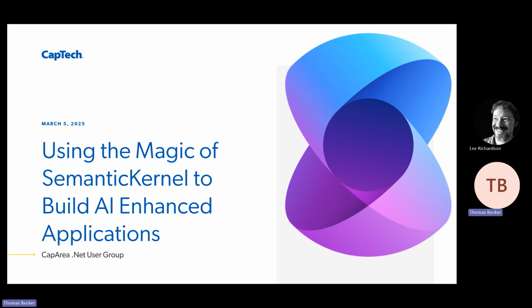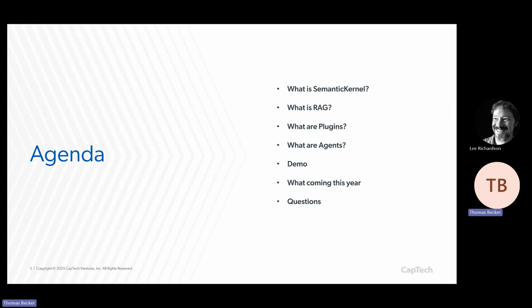So tonight, the agenda. What is Semantic Kernel? We'll start with level setting some terms. We'll talk about what RAG is, because we're going to be building a RAG application with Semantic Kernel. We'll talk about plugins and agents, and then we'll do the demo. At the end, we'll have some time for what's coming next with Semantic Kernel. It's ever evolving, of course, because AI every other week has something brand new, if not every other day.